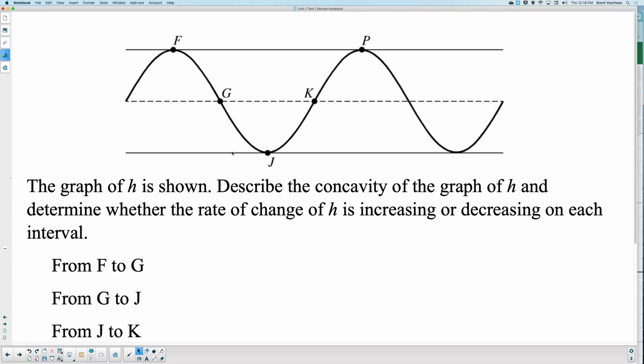All right, now we're going to take a look at some graphs. Now you'll learn about this graph later in the year. This is a trigonometric graph. That's after Christmas break. You won't see this as an equation for a while, but it's a great graph to come up with this question.